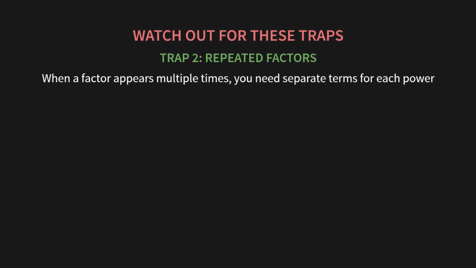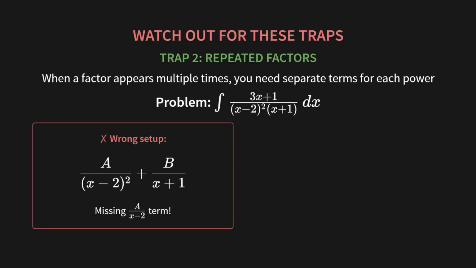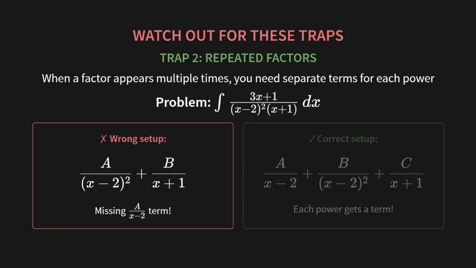Trap 2, repeated factors. When a factor appears multiple times, you need separate terms for each power. So if your problem is the integral of 3x plus 1 over (x minus 2) squared times (x plus 1), this setup is wrong: A over (x minus 2) squared plus B over (x plus 1). You're missing a term. The correct setup is A over (x minus 2) plus B over (x minus 2) squared plus C over (x plus 1). Each power gets its own term.